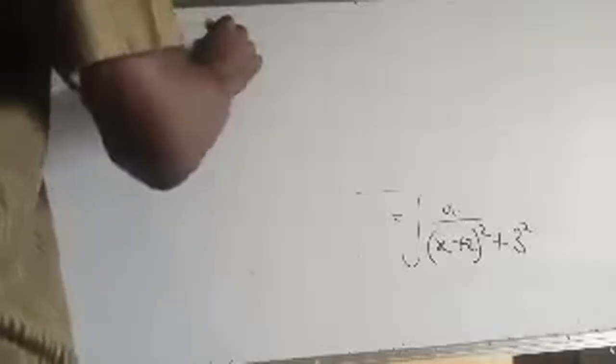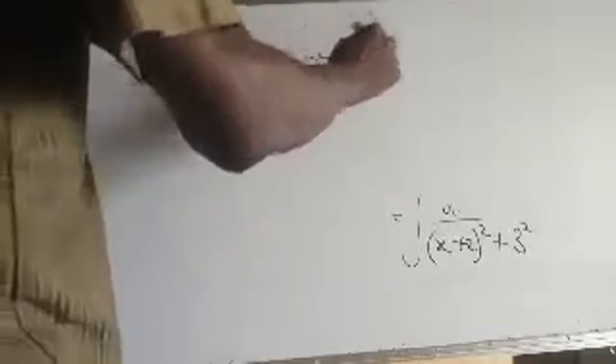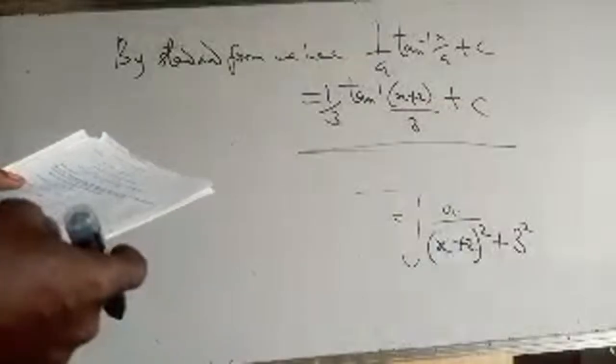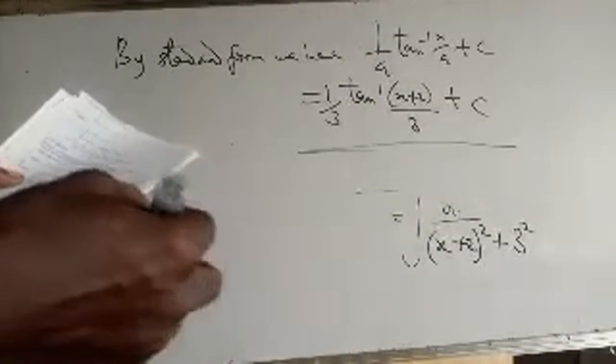By our standard form, we have 1 all over a arctan x all over a plus C. So our a is 3, arctan, our x is now what? x plus 2 all over 3 plus C. So that is that about that.